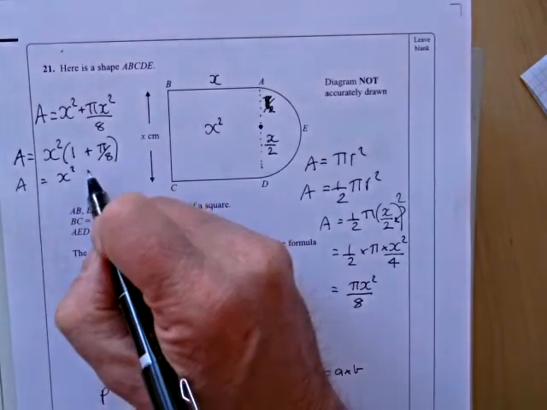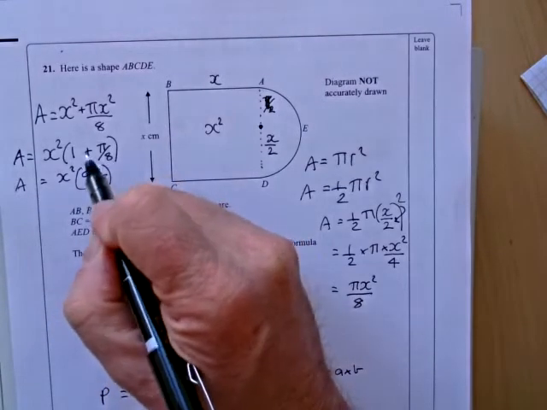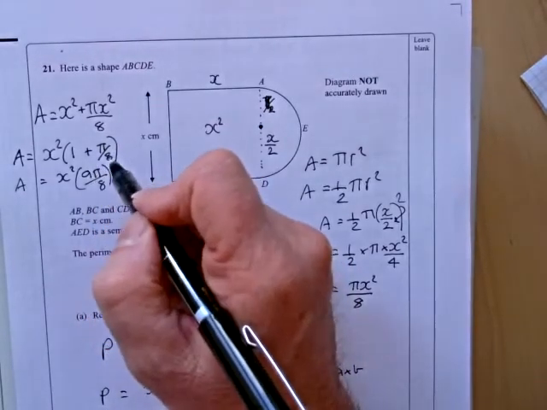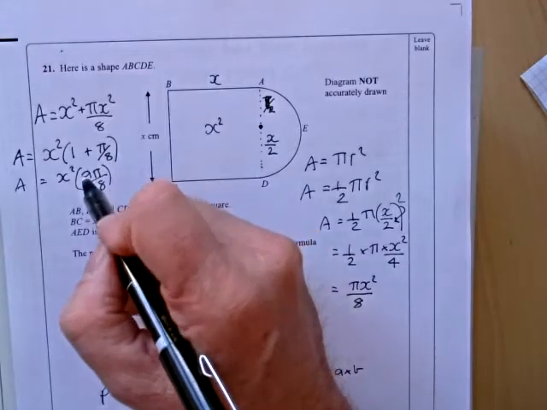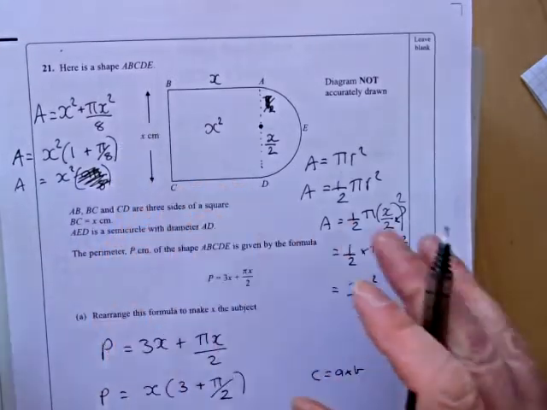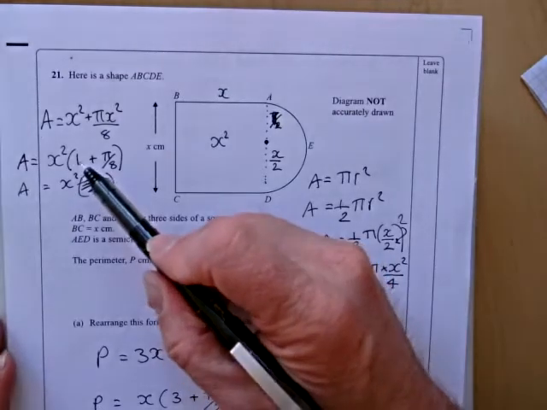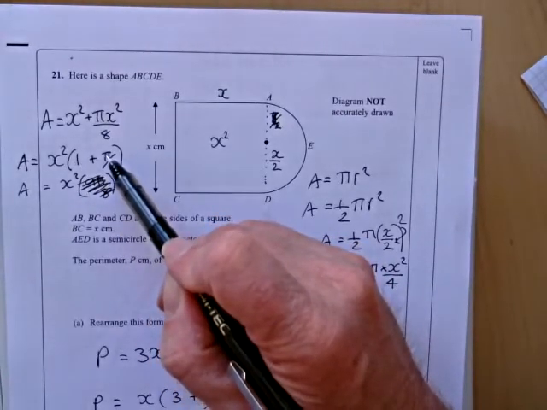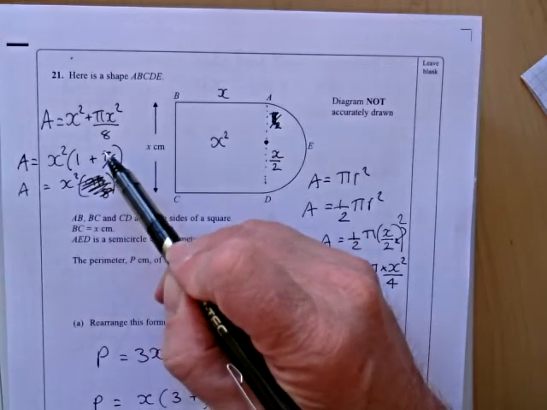We could write it as 9 pi over 8, but that wouldn't be right, so I'll just leave it like that. So it's x squared times 1 plus pi over 8. We'll leave it like that for the moment, because this isn't in terms of pi at all. If calculated, with pi as 3.14, it would be around just under 1 half, but we'll leave it as 1 plus pi over 8.